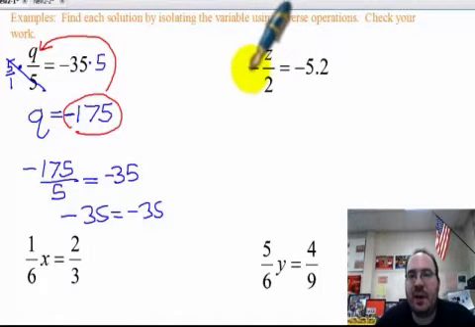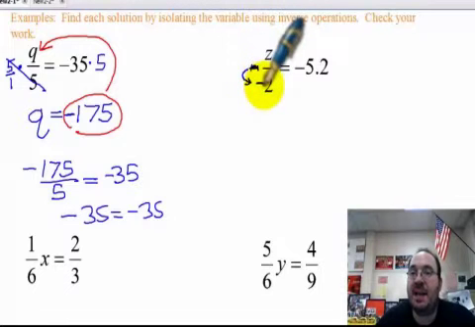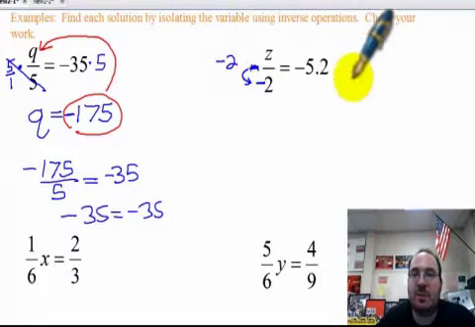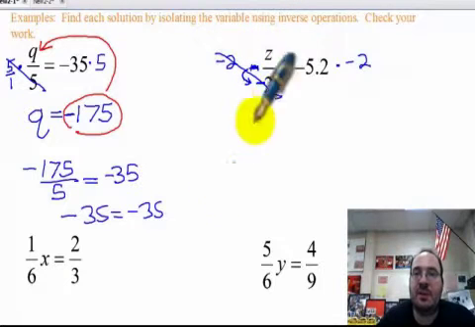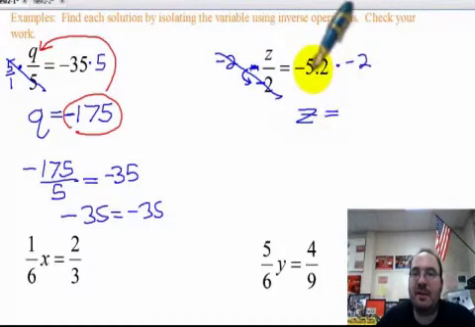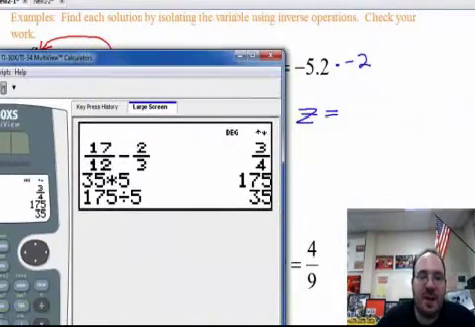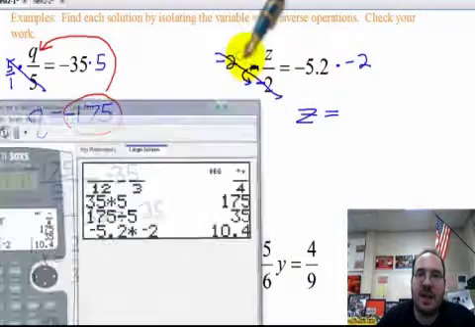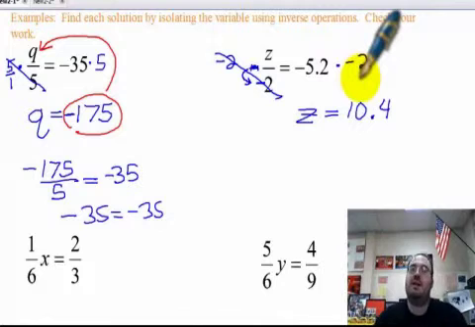Now, this negative out in front here, you can actually attach that to the 2 if you want and get rid of it from there. And then what's the opposite of divide by negative 2? Well, multiply by negative 2. So I'm going to do that to both sides. So the negative 2's cancel, and I get z equals negative 5.2 times 2. You can use your calculator for that if you want to. So negative 5.2 times negative 2, and I get 10.4. And it's positive because the two negatives canceled and gave you a positive.